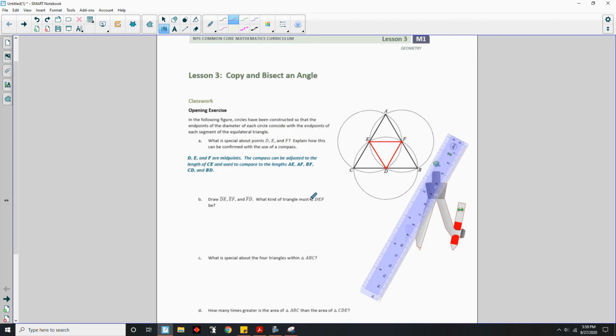What kind of triangle must DEF be? What kind of triangle would that be? Well, it is also an equilateral triangle. So you'd say triangle DEF is an equilateral triangle. How do we know that?